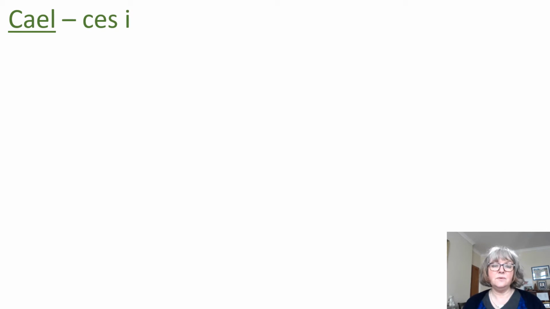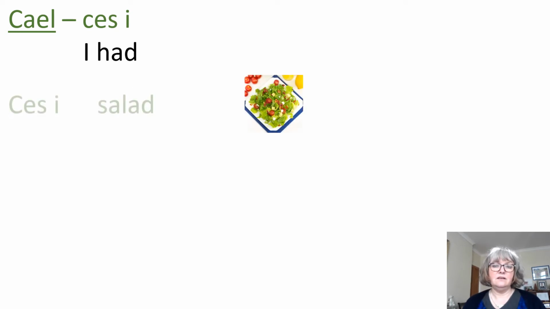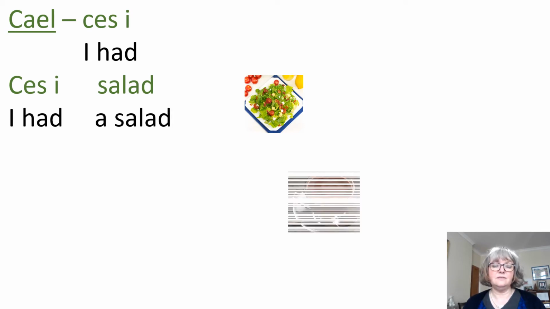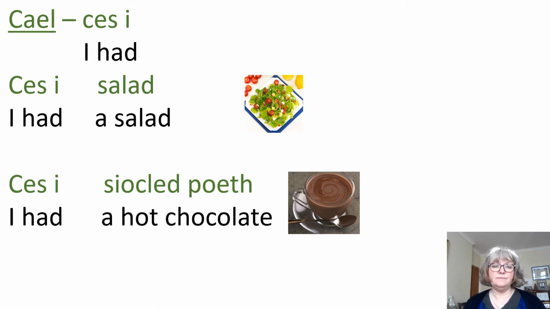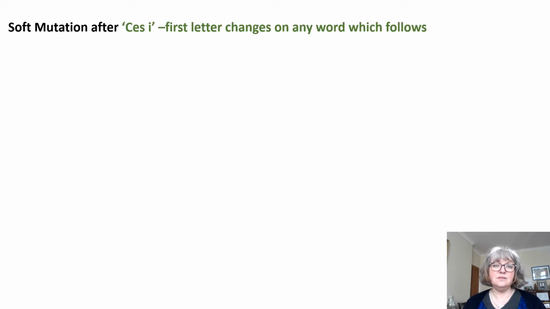Cael then is the second one, which changes to cesi. Think of a suitcase. Cesi, I had. So salad is salad. You could say cesi salad, I had a salad. Hot chocolate, cesi chocolate poeth. Of course, there are some mutations that tend to kick in sometimes.